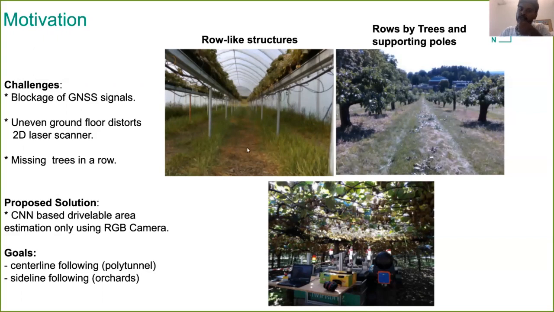So in row-like structures, the goal is for the robot to follow exactly in the center. So we call it center line following. And for the orchards, we call it sideline following, where the robot has to stay at a certain distance from either one side of the trees to do any kind of application.